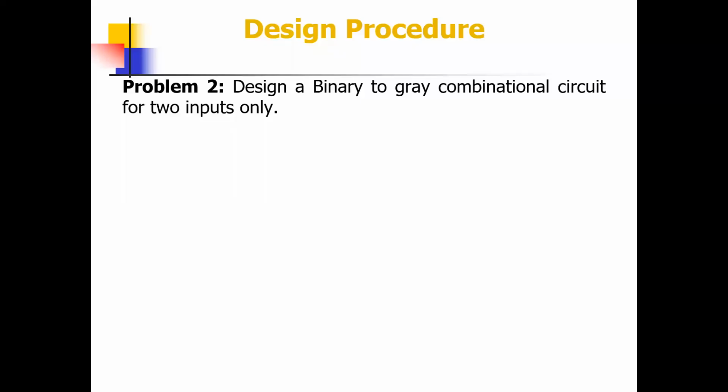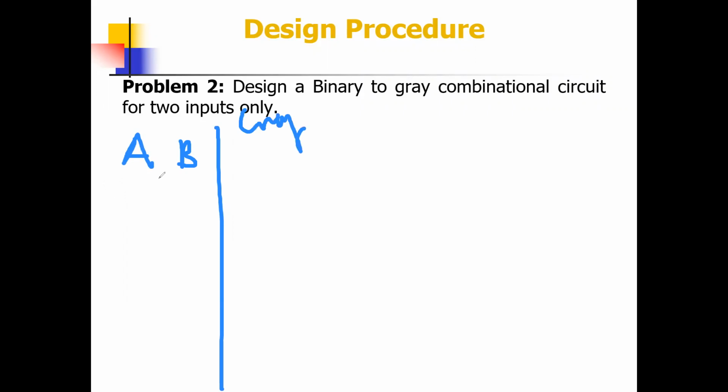So what is the question? Design a binary to gray combinational circuit for 2 inputs. So they mention how many inputs? 2 inputs. What will you do? You need 2 inputs, A and B, and you want to convert a binary number into gray. So in the output you will write the gray codes.